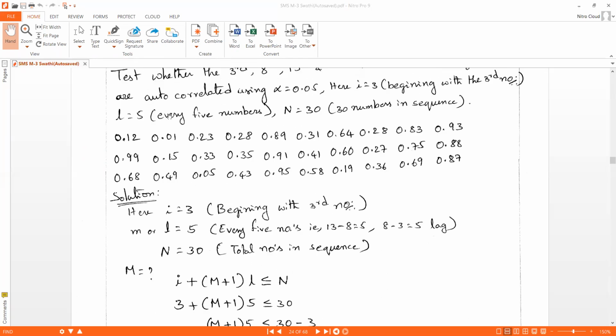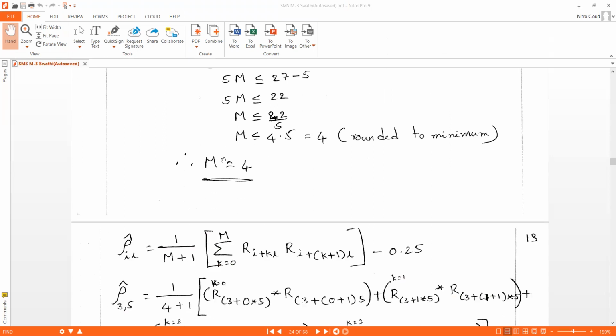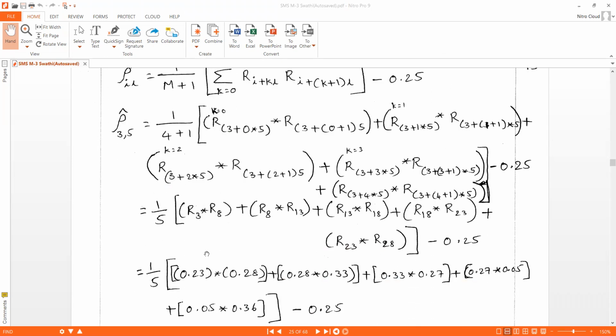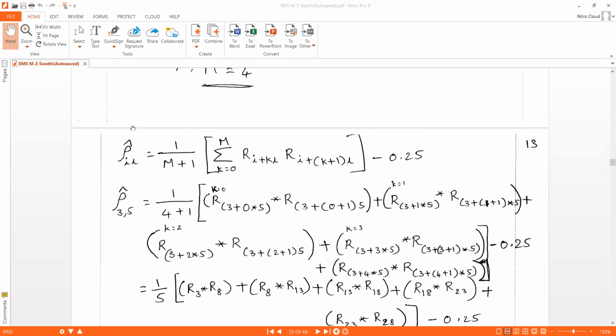R13 value is, this is R10, R11, R12, R13. R13 value is 0.33. We will substitute 0.33 in R13. So R13 value is 0.33. Okay, plus R13 into R18. R13 value is how much? It is 0.33 into R18 value, we'll see in the series.